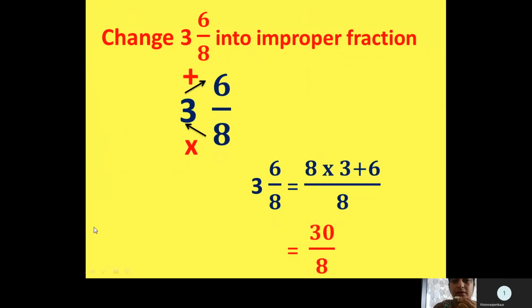How have we done it? First we have multiplied this 8 by 3. We have written here 8 into 3 plus, then we will add 6 to it. Now 8 3s are 24. Then we have to add 6 over this 8. Now 24 plus 6 is 30. We have 30 upon 8.